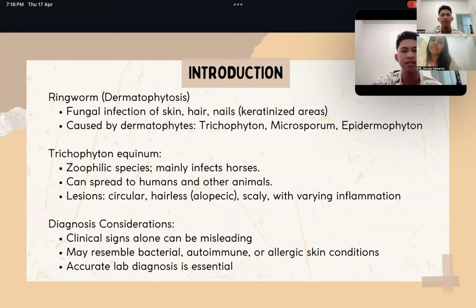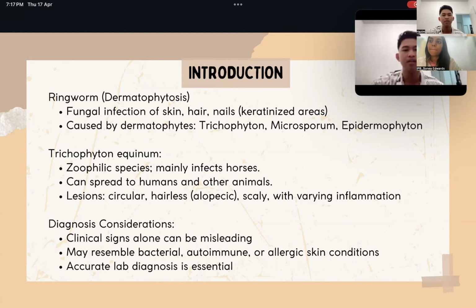The lesions are mostly alopecic and circular in shape, during varying stages of inflammation and scaliness. It could be mistaken for infection of the skin that is bacterial, autoimmune, allergic, or otherwise. So clearly, a laboratory diagnosis is vital for reaching an accurate conclusion. Various methods are available such as microscopic examination, culture of fungus, and molecular methods like PCR.